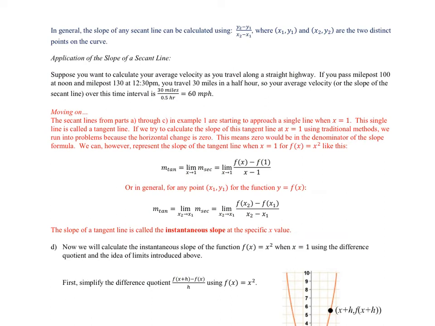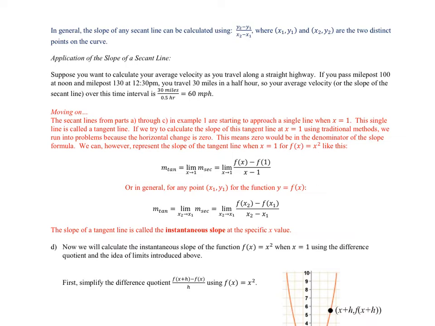So in general, the slope of any secant line can be calculated using slope, y2 minus y1 over x2 minus x1, where (x1, y1) and (x2, y2) are two distinct points on the curve. An application of slope typically has to do with speed or velocity, right? So suppose you want to calculate your average velocity as you travel along a straight highway. If you pass the milepost 100 at noon and the milepost 130 at 12:30, you've traveled 30 miles in 30 minutes.